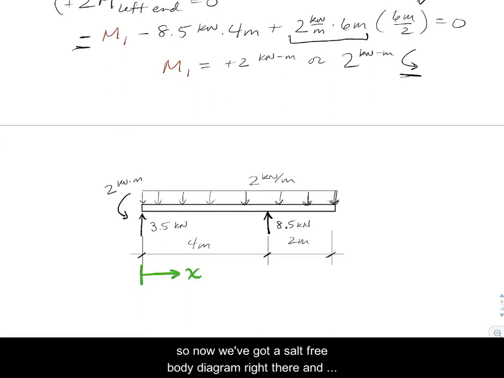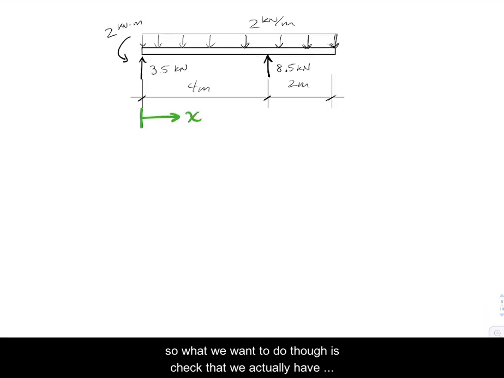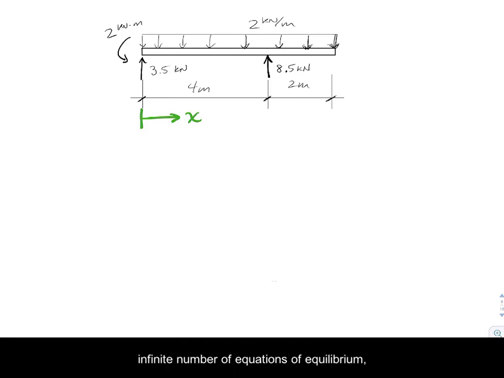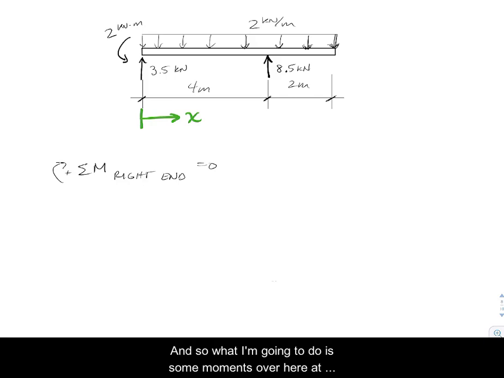So now we've got a solved free body diagram right there. And so what we'd want to do though is check that we actually have a free body diagram that's in equilibrium. So again, we have an infinite number of equations of equilibrium. We've used 3. And so we just need to choose another one. And so what I'm going to do is sum moments over here at the right end. And let's just check that we end up getting 0.